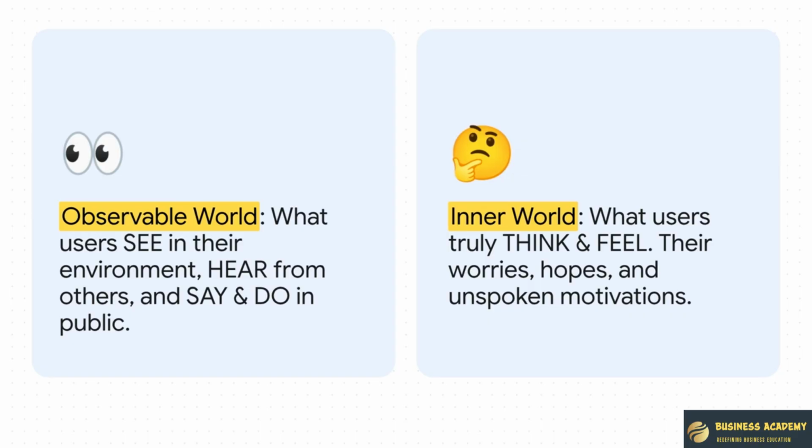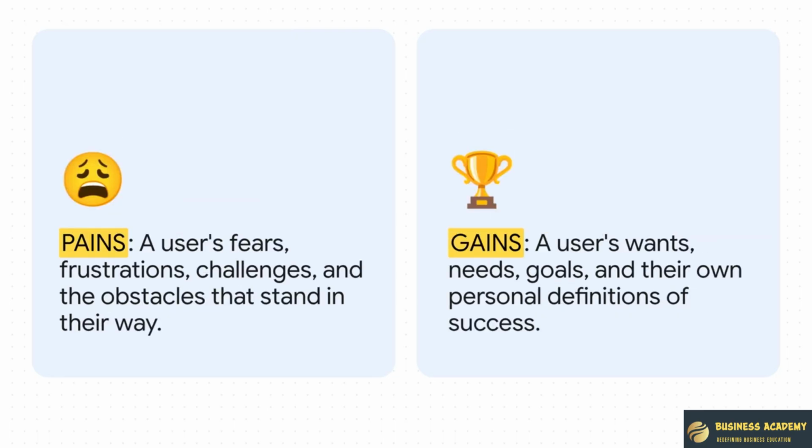Now, on the right side is where we get to the really juicy stuff, their internal world. What are they truly thinking and feeling? What are the worries they don't say out loud? What are they secretly hoping for? And all of that thinking and feeling leads us down here to the core motivations.